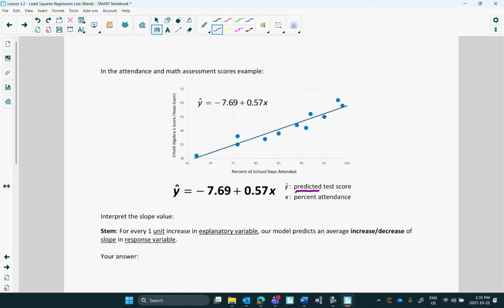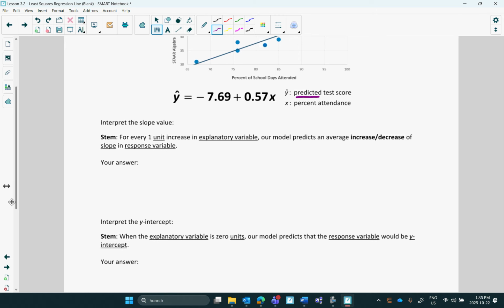Now, you can be asked to locate the slope and describe what it means. Interpret it. Same with the y-intercept. Here is sort of the general sentence you use for describing slope. For every 1 unit increase in whatever the explanatory variable is, our model predicts an average increase if it's positive, decrease if it's negative, in the response variable.